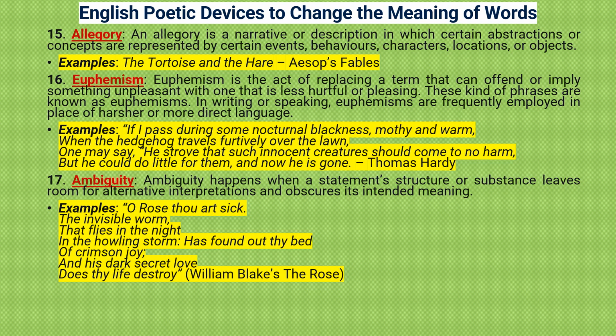The next one on the slide is ambiguity. Ambiguity happens when a statement, structure or a substance leaves room for alternative interpretations and obscures its intended meaning. There are two meanings which are coming out from a phrase or a sentence or the words.